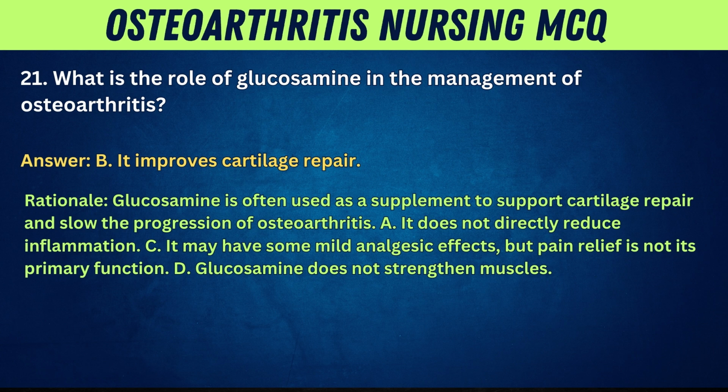of osteoarthritis. A. It does not directly reduce inflammation. C. It may have some mild analgesic effects, but pain relief is not its primary function. D. Glucosamine does not strengthen muscles.